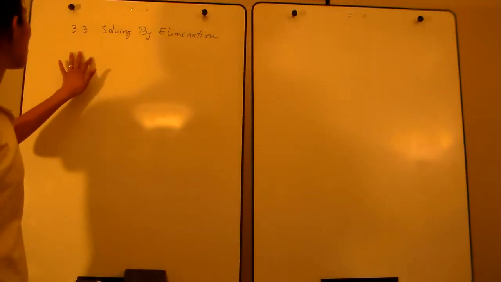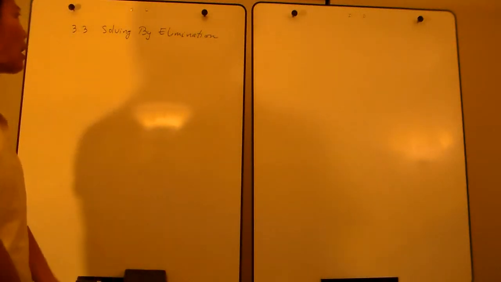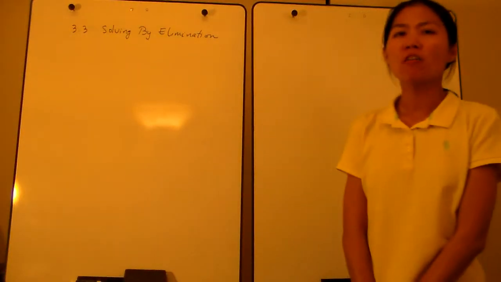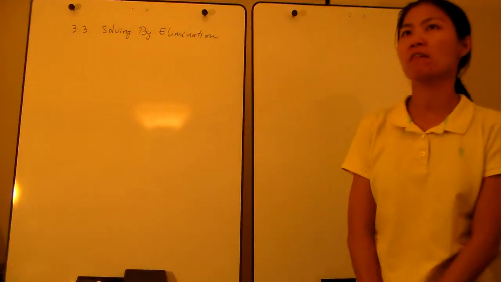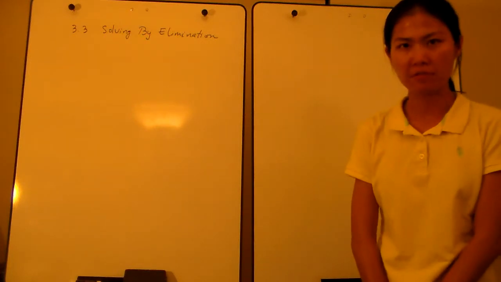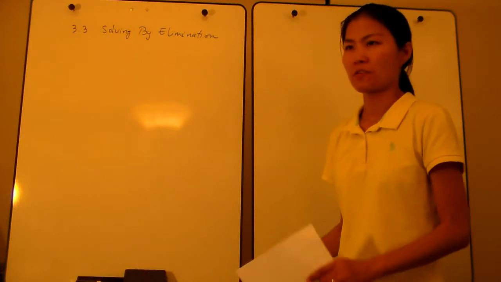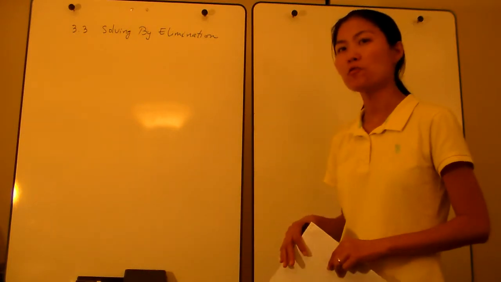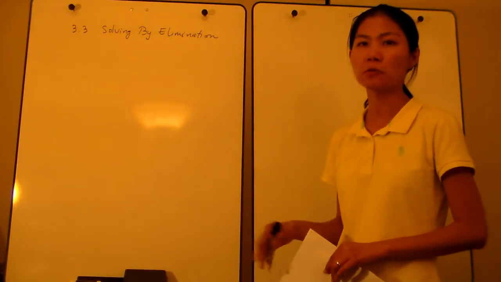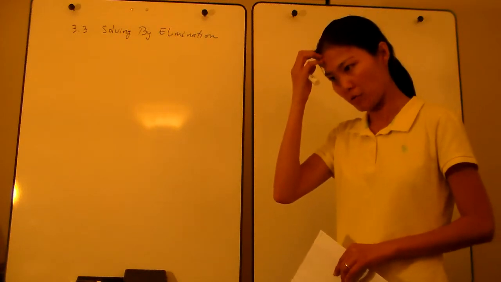Alright, let's start with section 3.3, solving by elimination. If you recall, in the last section we learned the substitution method. This time we learn the elimination method. Both methods are used to solve a system of two equations with two variables.